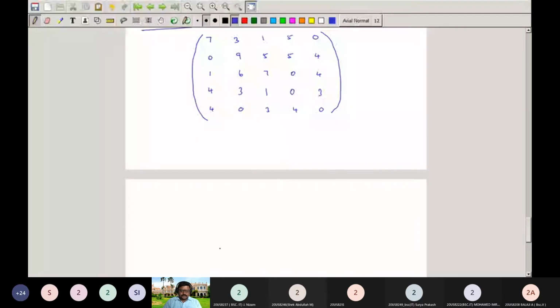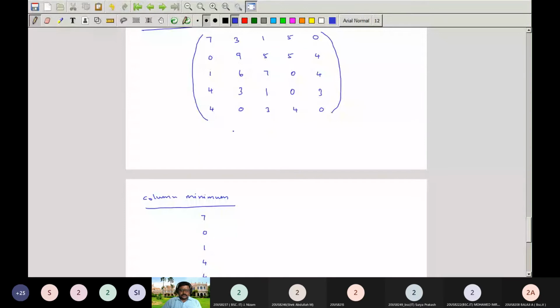Column minimum will consider row minimum. Column minimum. So after the row minimum values, take the column minimum. So 0 is the first column minimum value. So subtract 7 minus 0, 0 minus 0, 1 minus 0, 1, 4 minus 0, 4, 4 minus 0, 4.